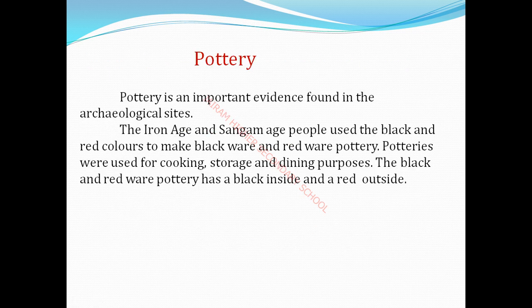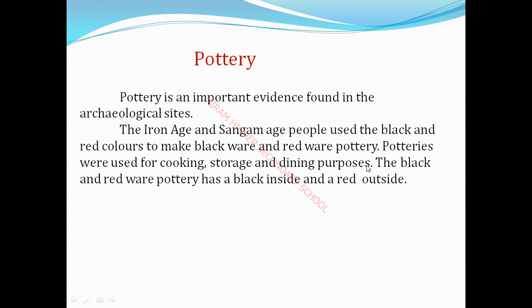Next, now we are going to the last topic, that is pottery. You see, pottery is an important evidence found in archaeological sites. In the Iron Age and the Sangam Age the pottery works were made. They used black and red color to make blackware and redware pottery. The black is at the interior of the pot and the red at the outer of the pottery works. These potteries were used for cooking, storage and dining purposes. The black and red ware pottery has a black inside and a red outside. Just now I told you, the black color is inside and the red is outside of the pottery.